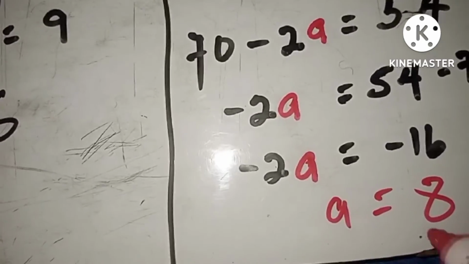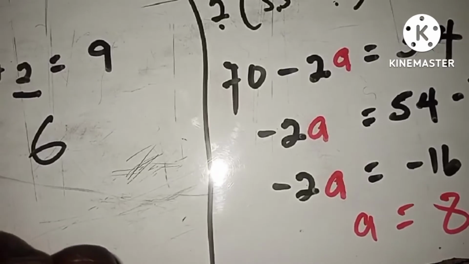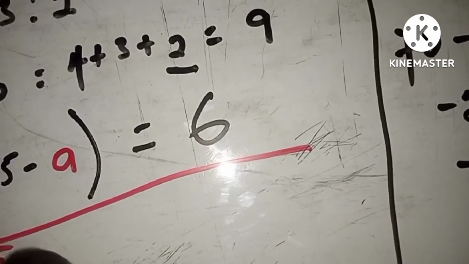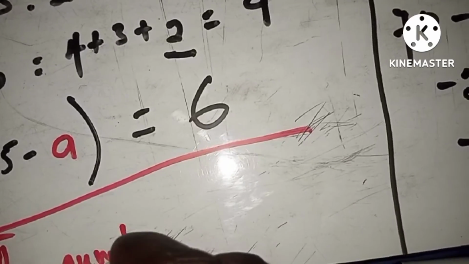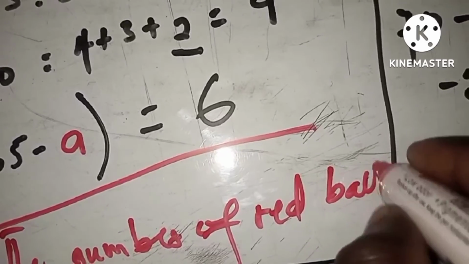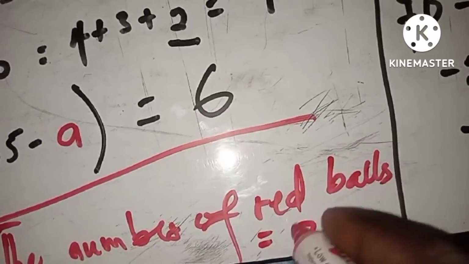So you have to answer this question. You have to write the number of red balls, right? So this is how you should write your solution. The number of red balls is equal to 8. Is that okay?